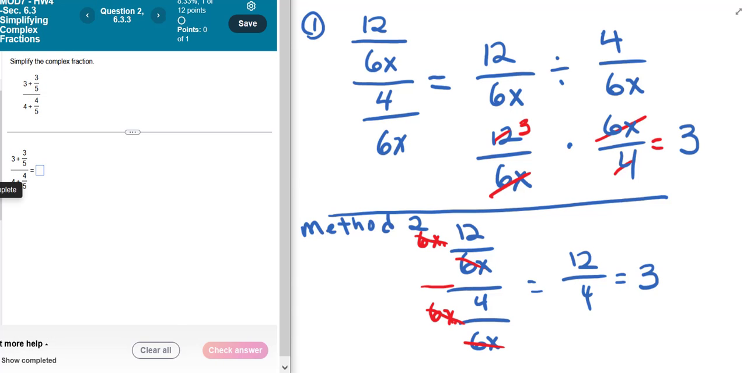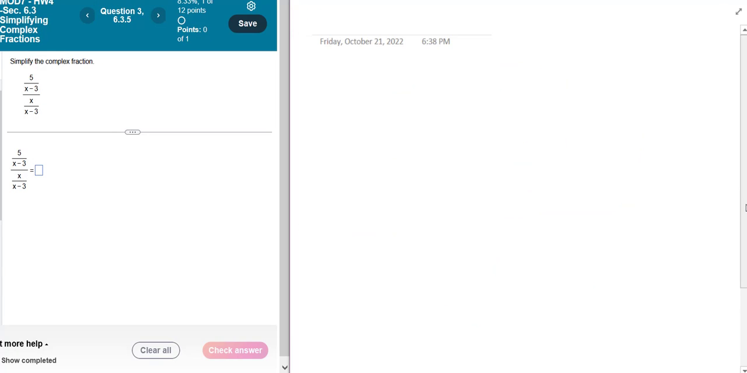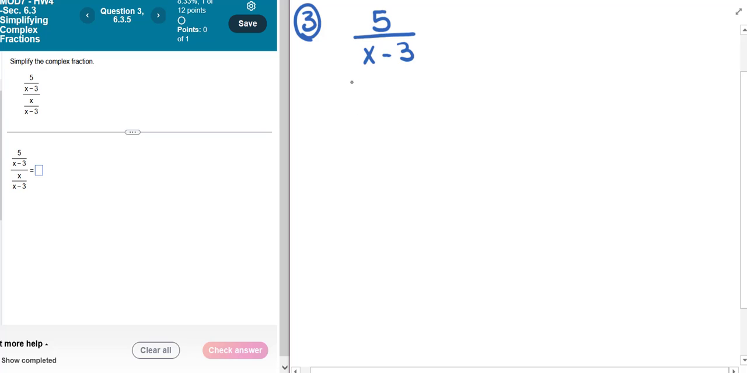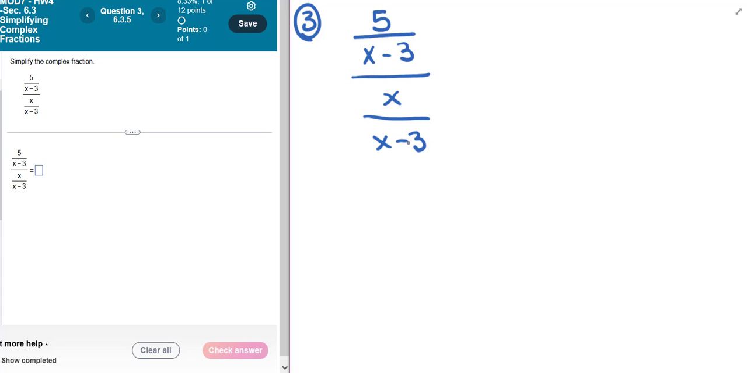All right, next I picked problem 3. So we have 5 over x minus 3 divided by x over x minus 3. You also could use both methods on this particular problem. Normally method 2 is the best one for these problems, but this one you could do either one because your denominators are going to match.